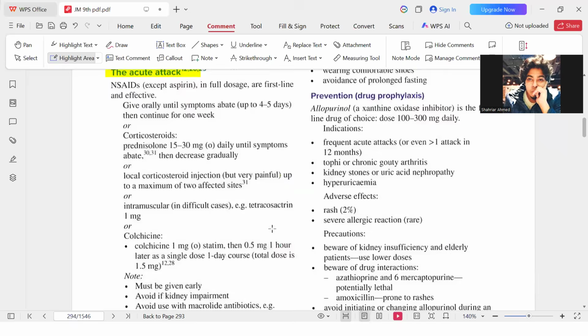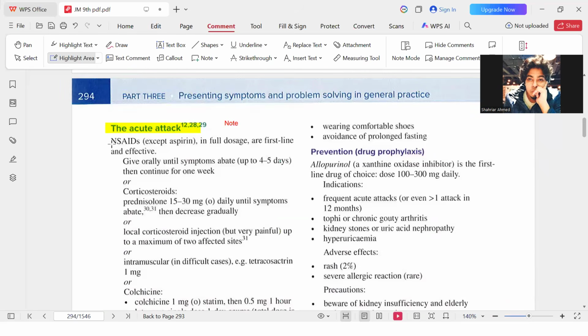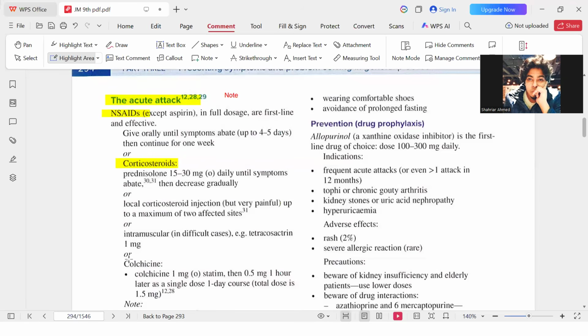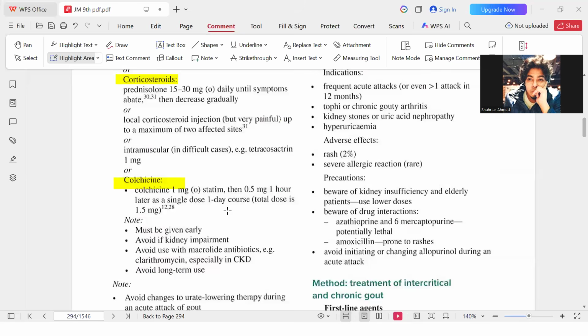So here we go about the gout, and here are the treatments of acute gout. It's mostly NSAIDs, except for aspirin; let's say indomethacin is popular. Another thing to remember is the corticosteroid. Another thing to remember is colchicine. If you mark colchicine, please also write near it low dose colchicine. You heard that right? Low dose colchicine and high dose colchicine.